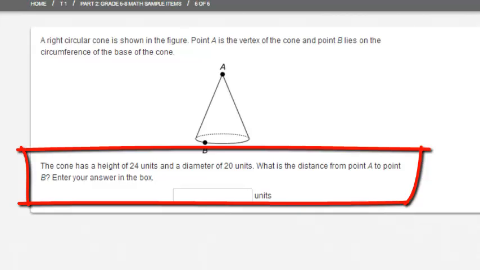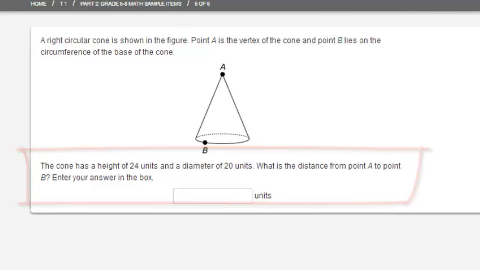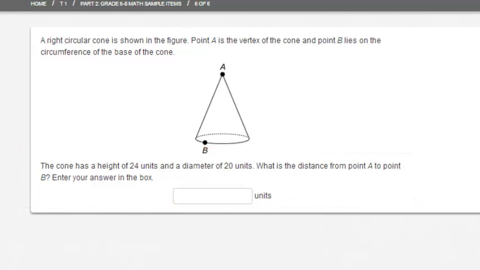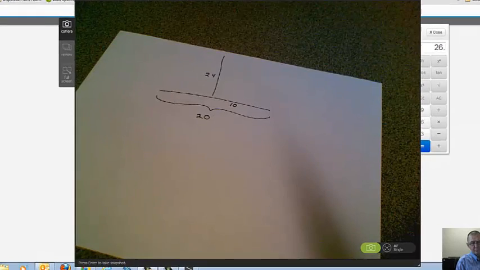So point A is the vertex and point B is a point on the circumference at the base of the cone. And all they want is an answer. They're not asking you to show your work. So this is way beyond anything I did in middle school math, but I guess middle school math has changed. So I'm going to need to work this out on a sheet of paper.